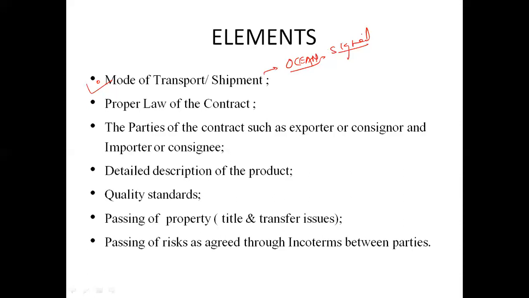The second thing is passing over of property. This is going to be most important. If you are a consignee or an importer, please inform or announce well in advance how to transfer the title of the goods.